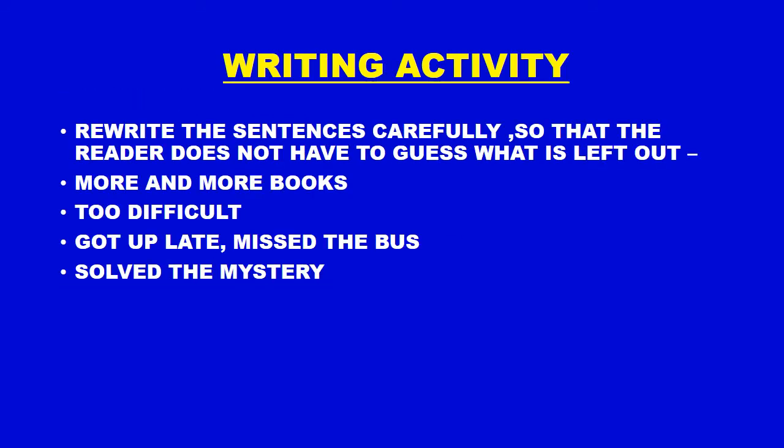It's the activity from the book itself, where you have to rewrite the sentences carefully so that the reader does not have to guess what is left out. So here we have four sentences which have been given to you, and these four sentences are incomplete. They have been written the way we speak, right? So certain words have been truncated. So now what you have to do is you have to write it completely. You have to write it very carefully so that nothing is left for the reader to guess, right?